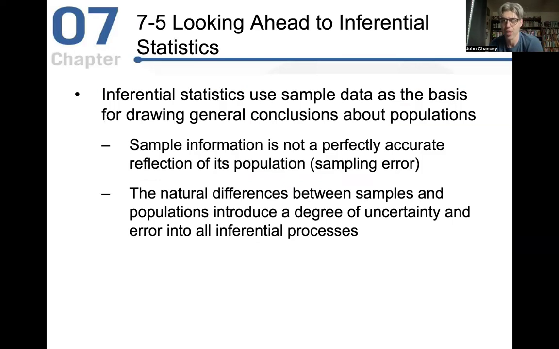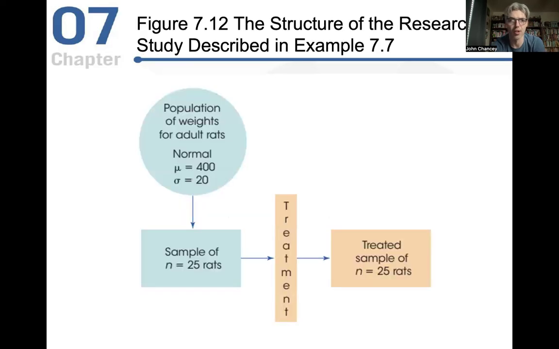We're using samples to understand populations. Sample information, again, is not always perfect. It doesn't always match the population. So there is that degree of sampling error. We're trying to statistically catch those natural errors and differences that occur between our sample and population, and really trying to map out our degree of uncertainty.